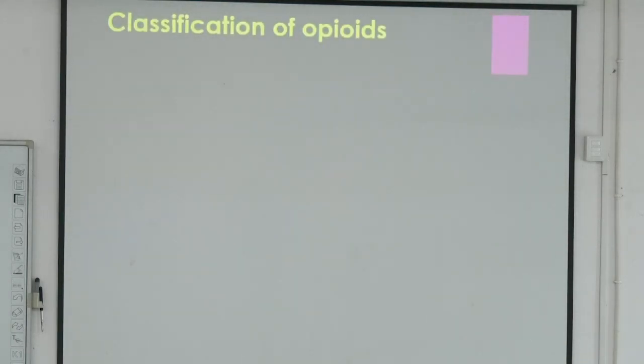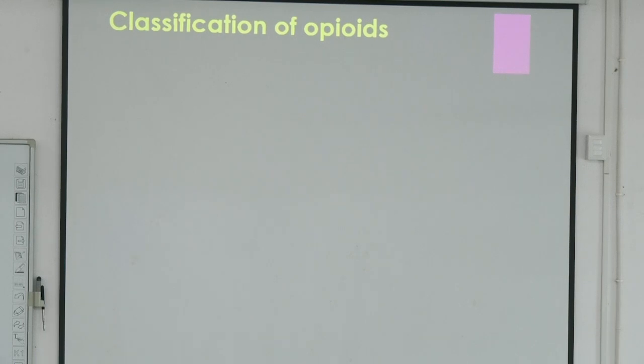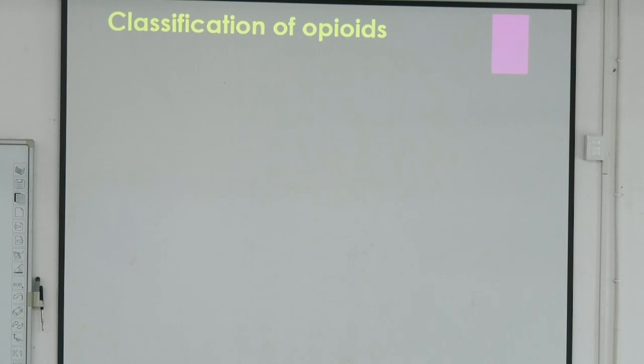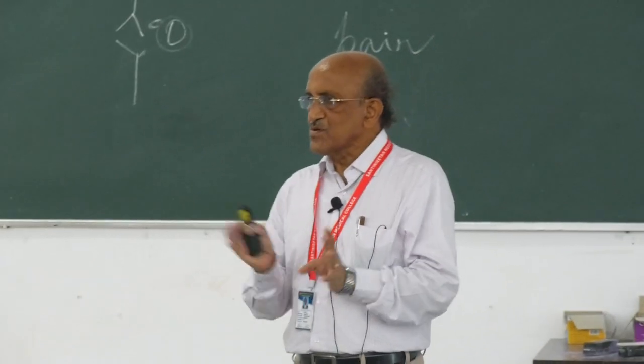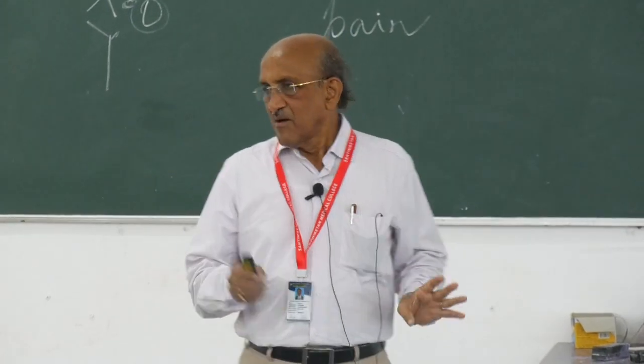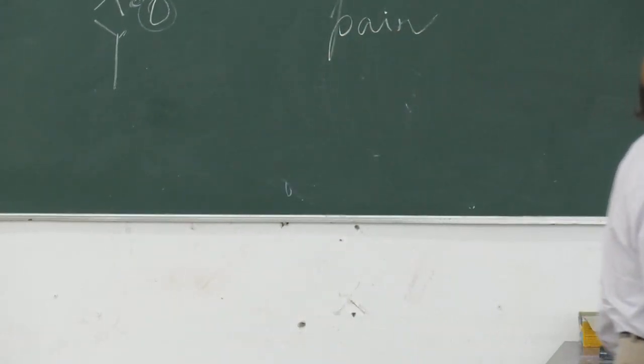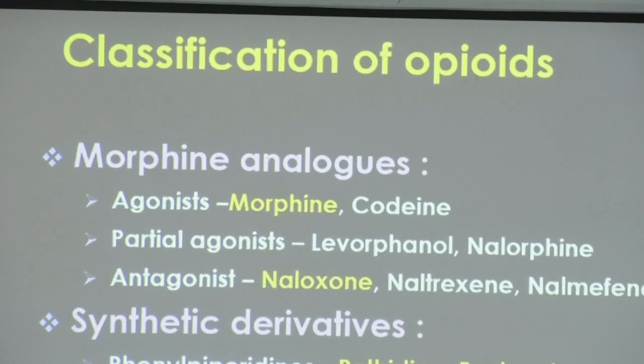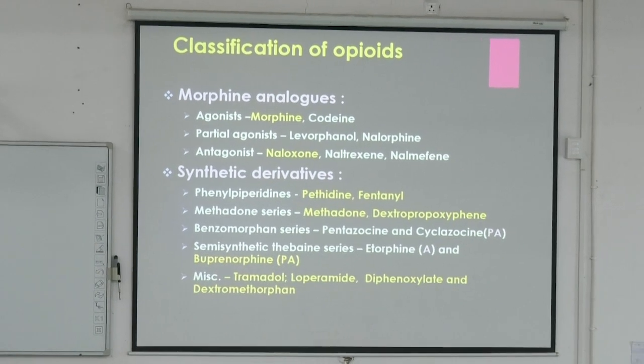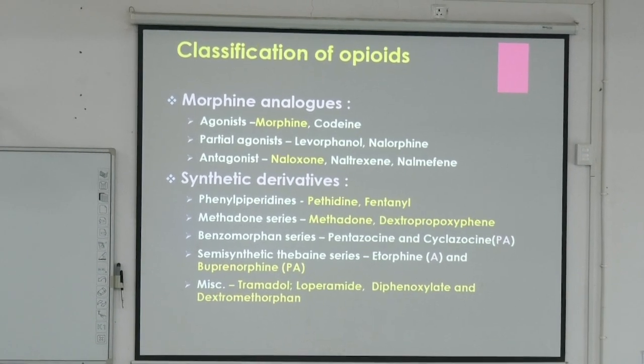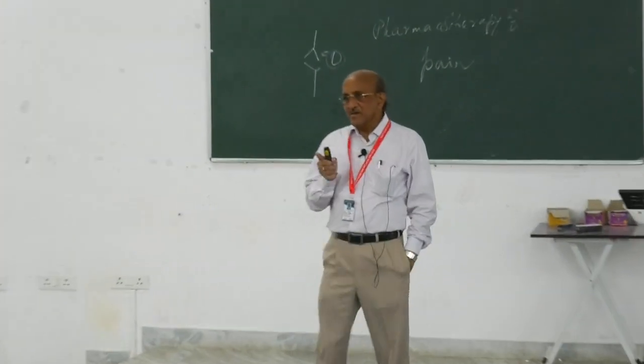Now, classification of opioids. You may be asked to give some examples of opioid drugs. As I told you, opioids are the drugs which can bind with the receptor. So it may be an agonist, partial agonist, or antagonist, natural or synthetic. All are included in opioid analgesics. I am not discussing all these. So this is the morphine analog and synthetic derivative. You have to know each and every aspect of the yellow colored drug.